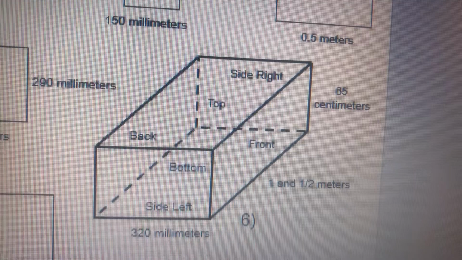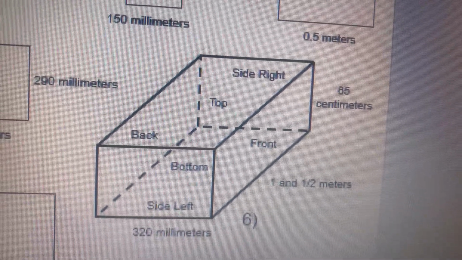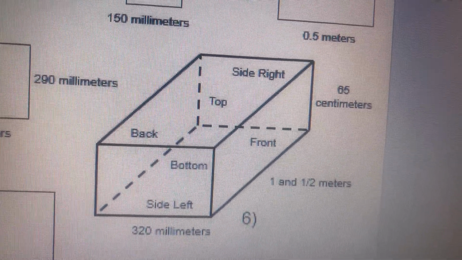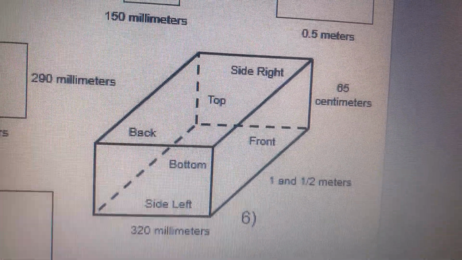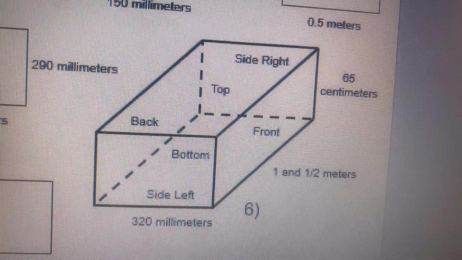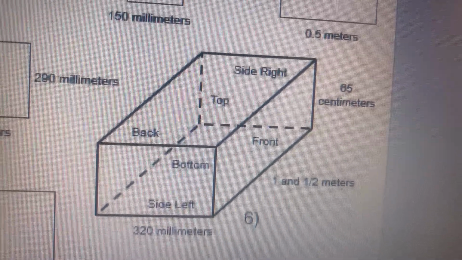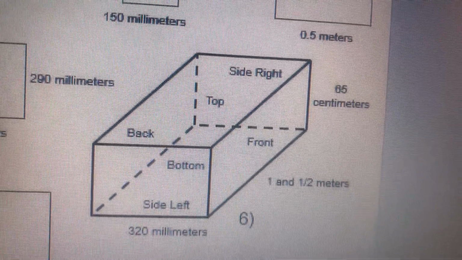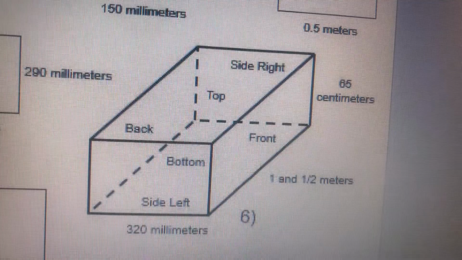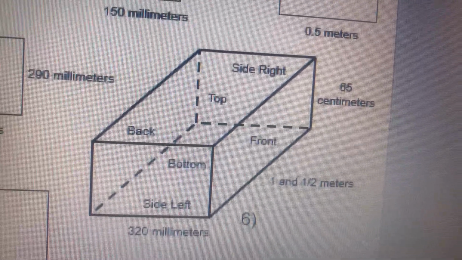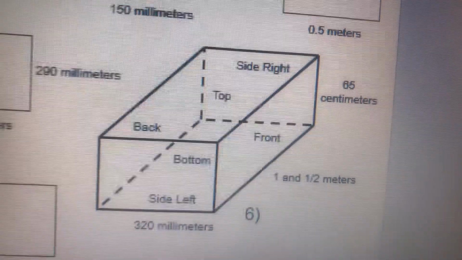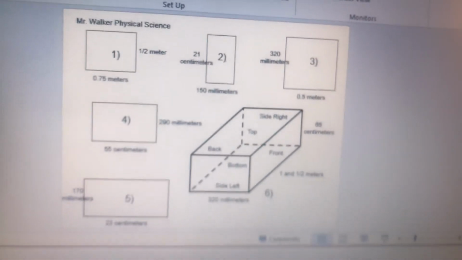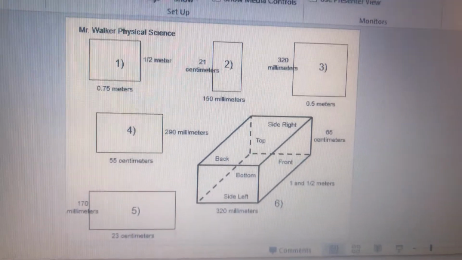And then here's 320 millimeters. We know that if we divide that by 10, because there are 10 millimeters for every 1 centimeter, that's 32. So the volume in this case would be 32 times 75, times 150, times 65. So get that done, and that's extra credit for you.